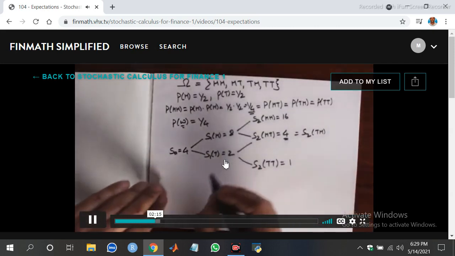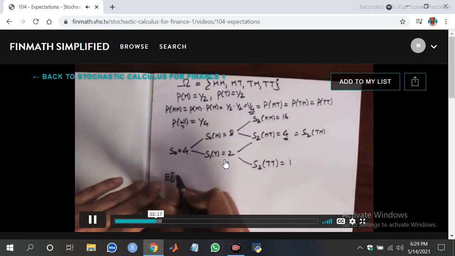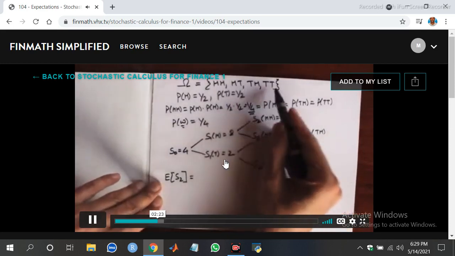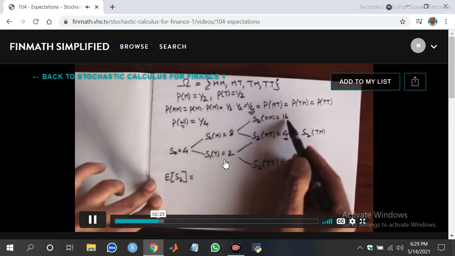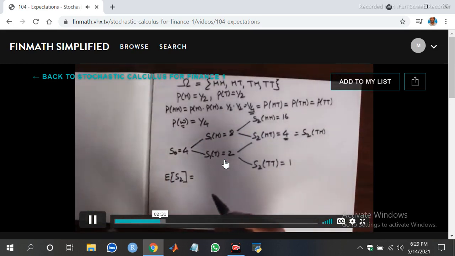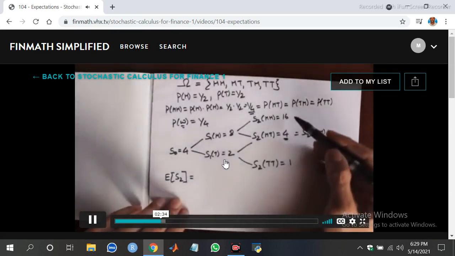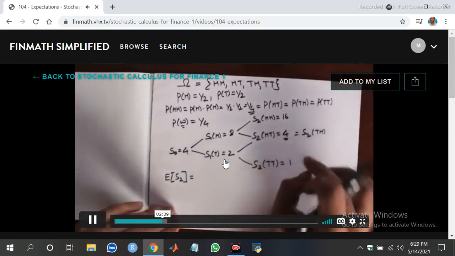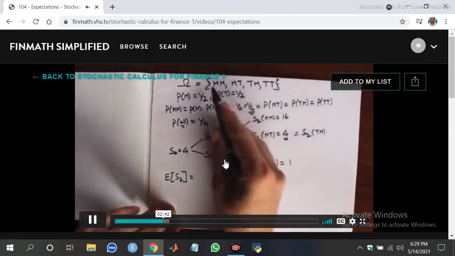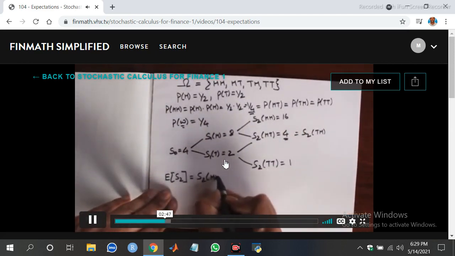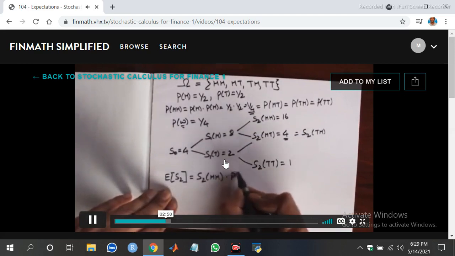So now I would like to calculate the expected value of S2. We can get any one of these 4 outcomes, and the values taken by S2 would be 16, 4, and 1. I would like to calculate the expected value of this. The way we do this is, we need to take the value of the random variable and take a weighted average of it, where the weights are the probabilities of those outcomes. In other words, we take the value of the random variable in the various outcomes, and weight it by the probability of that particular outcome.